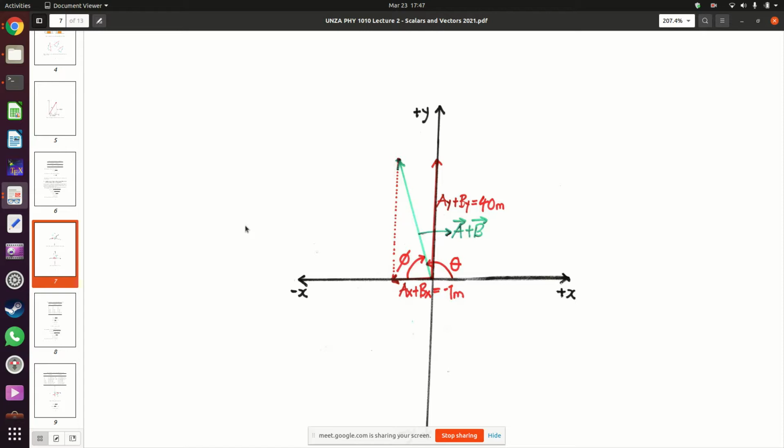What if Ay plus By was not 40 meters? It can be anything. I don't really care very much about that. It just turns out that it's 40 meters, that's all. It could be more than 40 meters or less than 40 meters, depending on whatever vectors we chose. Okay?